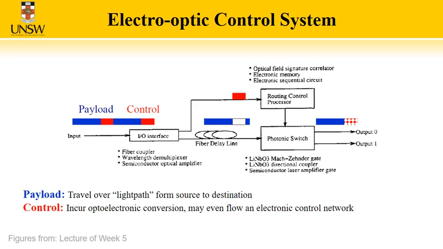This slide shows the design of an electro-optic control system, which can be used to detect the arrival of packets, process packets, and control switching according to control information. In this system, payload can travel over light paths from source to destination, while control information may incur optoelectronic conversion, and may even flow over an electronic control network.